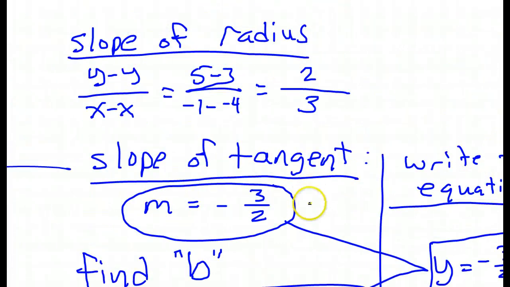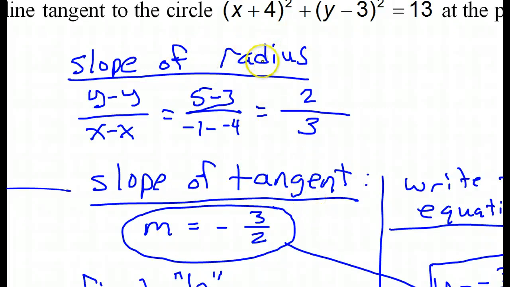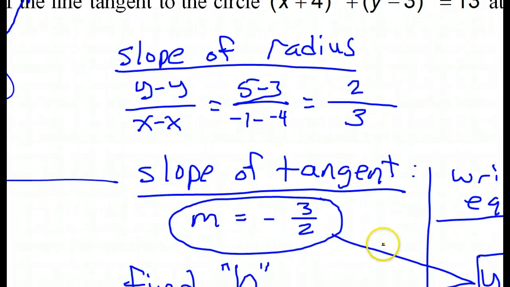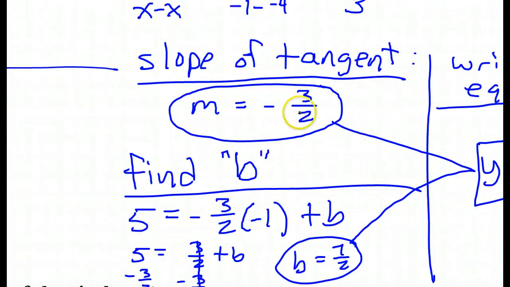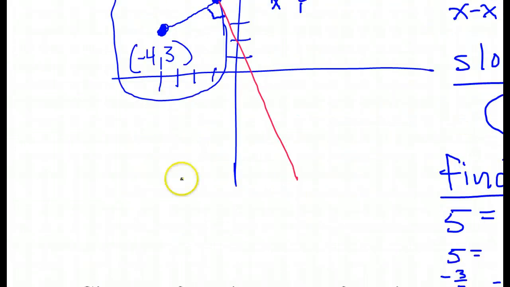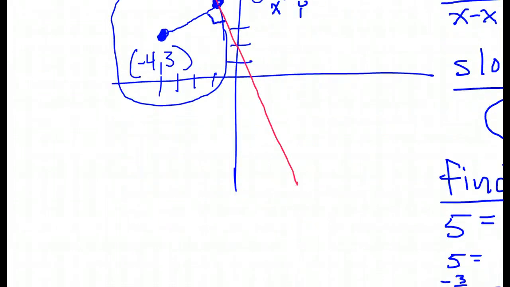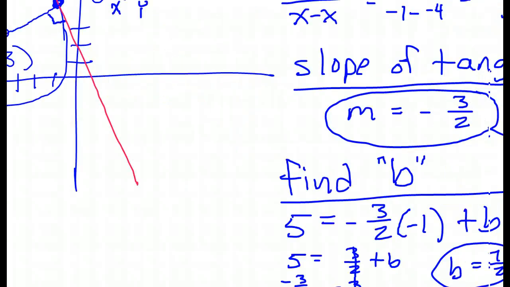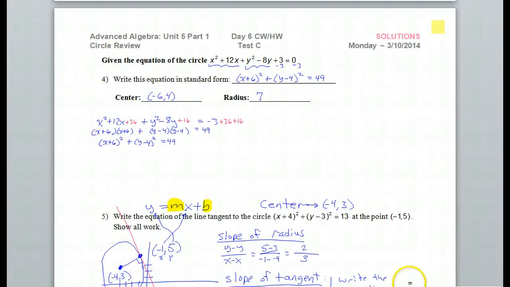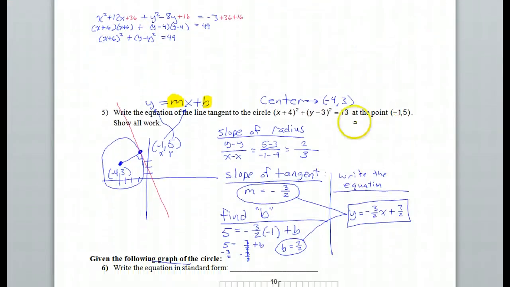Okay, so to review, first, we found the slope of the radius using our little slope formula, y minus y over x minus x, right, between the two points. So we found the radius slope. We did opposite and reciprocal to get the slope of the tangent. We used the slope and the point they gave us, negative 1, 5, in order to find b. And then we just wrote the equation. Okay, that was number 5.